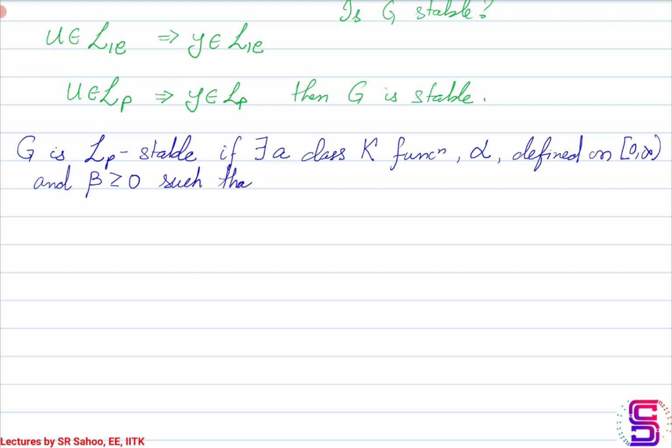Please note that this beta is a finite non-negative constant, such that the LP norm of the truncated y is less than or equal to alpha of the LP norm of the truncated u plus beta.